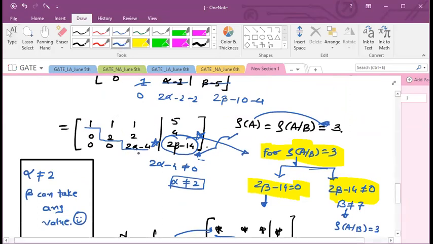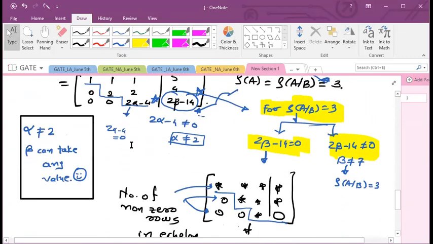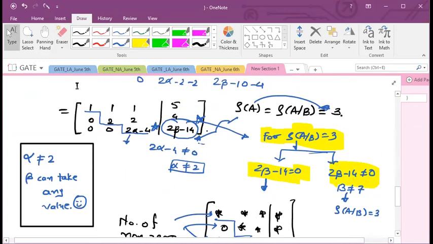See over here, we have only one condition, that we should take 2 alpha minus 4 equal to 0. If I take 2 alpha minus 4 equal to 0, then this term will become 0. So rank of A will become 2, and I will take this term non-zero. If I take this term non-zero, then rank of A augmented B will be equal to 3, isn't it? So I'm writing it separately to avoid confusion. Let me write this determinant once again.